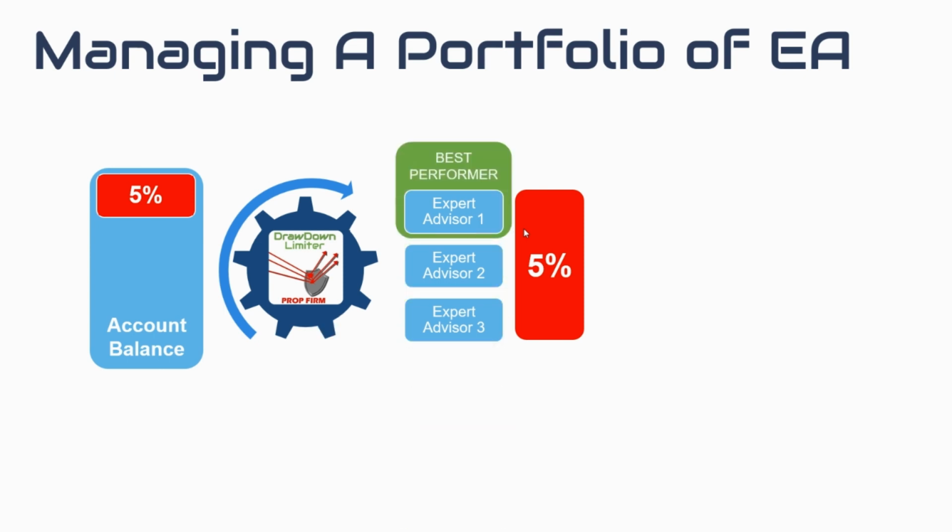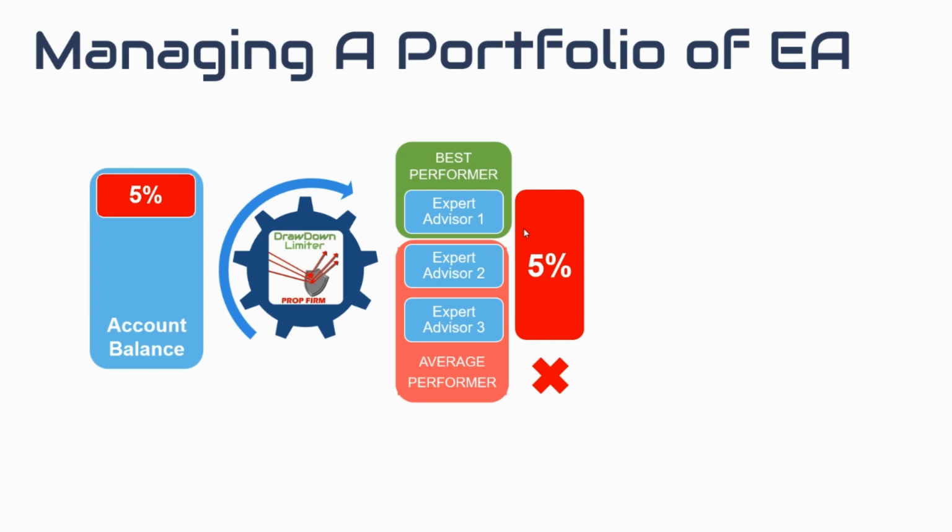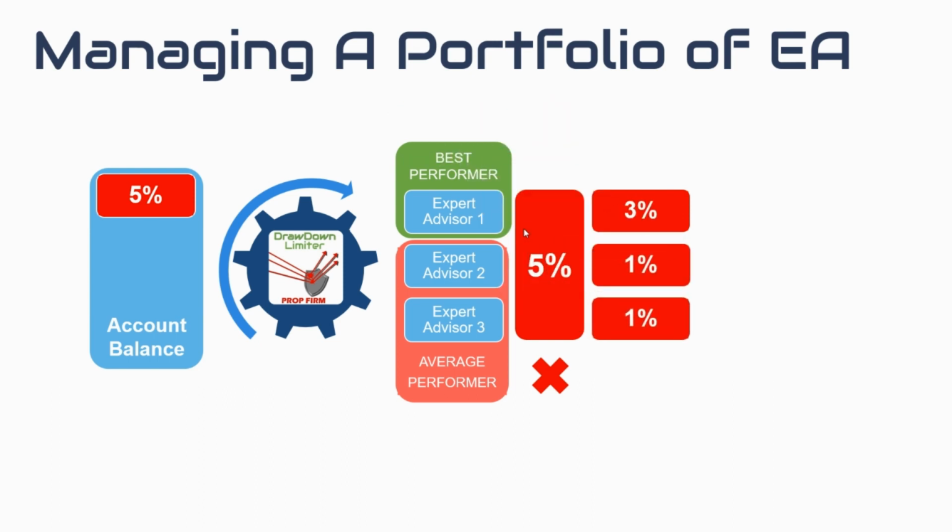But what if my first expert advisor is the best performer and the other 2 are average performers? Do I really need to keep a pool of 5% on all those expert advisors? Definitely not. The new version of DrawDown Limiter will allow you to split the risk by expert advisor. For example, my first expert advisor will have a 3% drawdown, while the other 2 will have 1% and 1%. This is a more logical configuration because I know my first expert advisor is the best performer, so why not give it a little more chance to bring more money to the account?